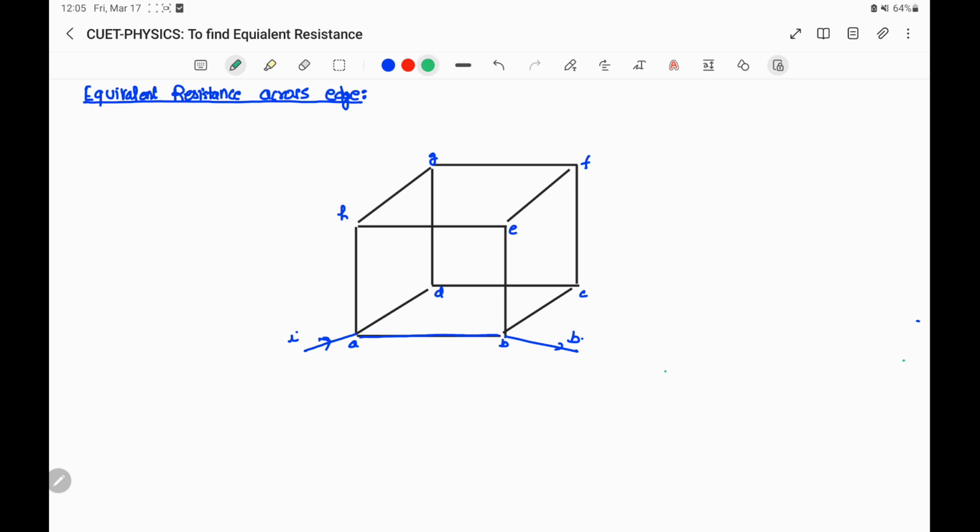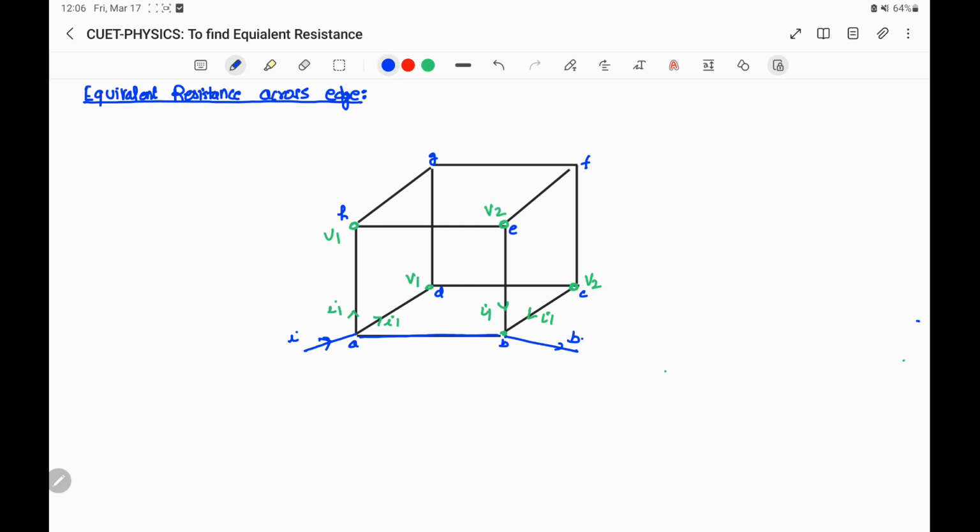So by symmetry we can say that points D and G are symmetrically equivalent. Suppose the current is I1. Now we can say that D is at potential, say, V1, so H is also at potential V1. And by symmetry, the current incoming to B is I1 from C and I1 from E. Therefore, C will be at potential V2, and E is also at potential V2.